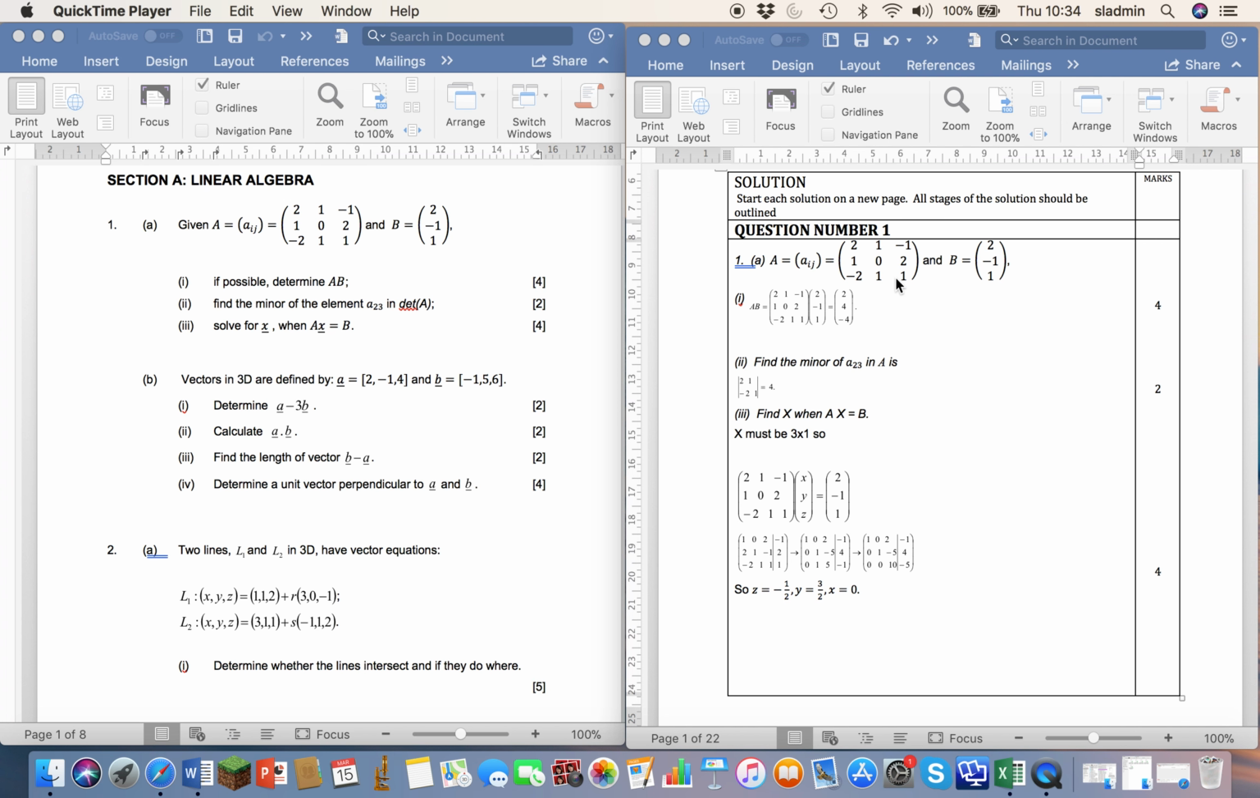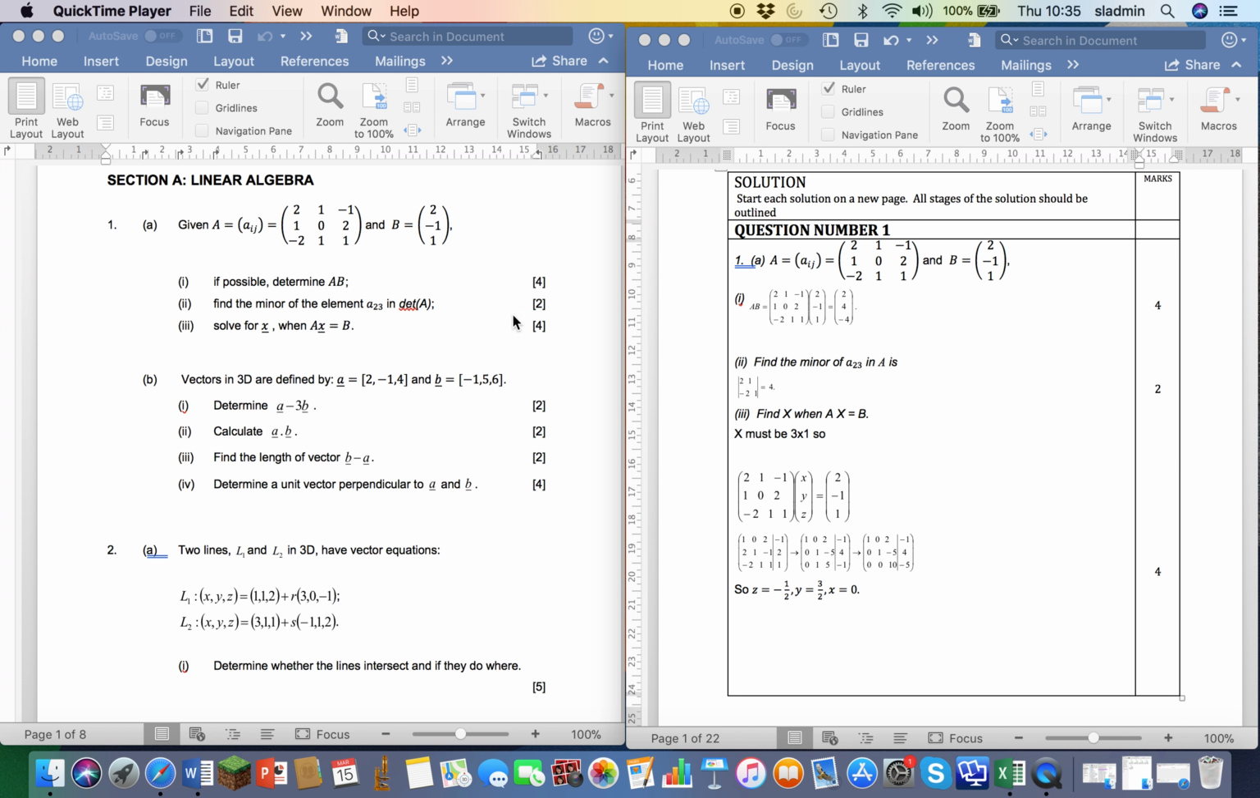Now A is a 3 by 3 matrix, B is a 3 by 1 matrix, so A times B is possible. And for example, in order to evaluate the element in row 1, column 1, we multiply row 1 times column 1. So that gives us 4, take away 1, take away 1. So the element in row 1, column 1 is 2. Similarly, we can work out row 2, column 1, that gives 4, and row 3, column 1 will give minus 4.